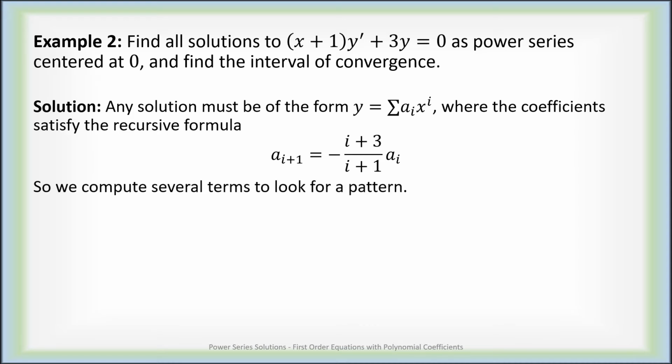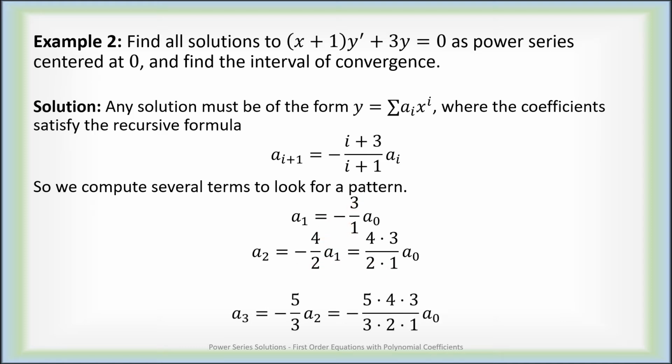So therefore, any solution as a power series centered at 0 has coefficients a_i that satisfy this recursive formula: a_(i+1) equals negative (i+3) over (i+1) times a_i. We're going to compute a few terms and hope that a pattern emerges. So a1, by setting i equals 0, a1 is negative 3 over 1 times a0. a2 is negative 4 over 2 times a1, and we're not actually going to simplify that. If I plug this in for a1, then the negatives cancel out, and our numerator is 4 times 3, and our denominator is 2 times 1, times a0. a3 would then be negative 5/3 times what we just found, making our numerator 5 times 4 times 3, and our denominator 3 times 2 times 1.